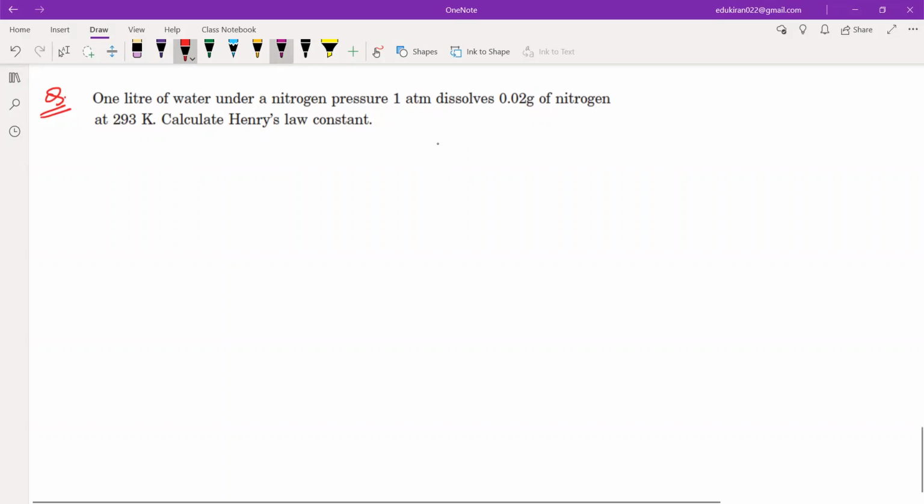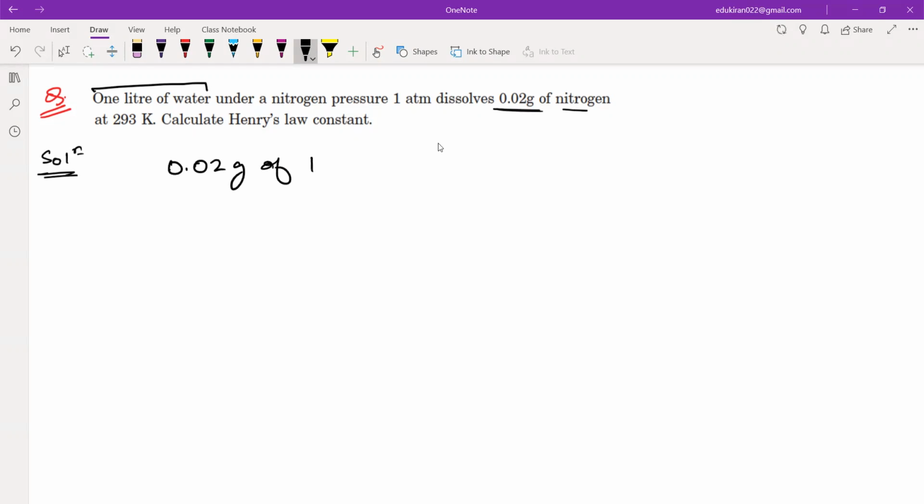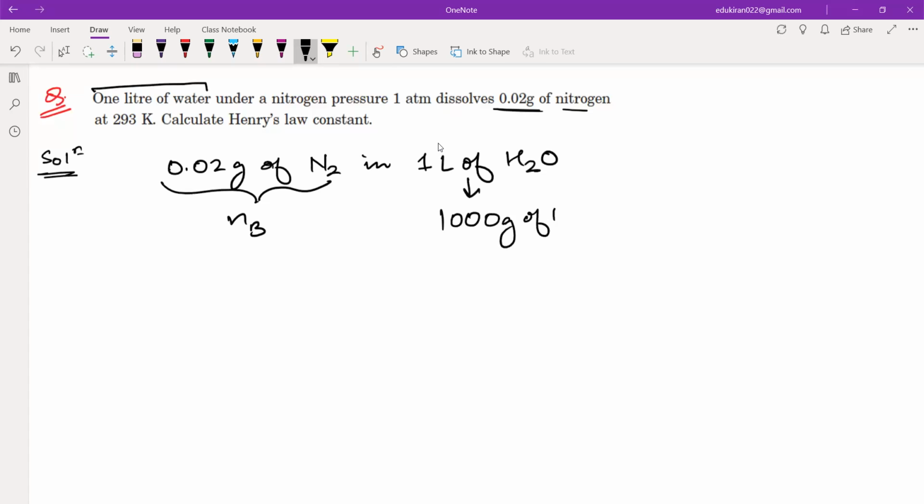Okay, so what do you need to do? First of all, write the statement that has been given. 1 liter of water under nitrogen pressure 1 atm dissolves 0.02 grams of nitrogen at 293 K. So 0.02 gram of N2 in 1 liter of H2O. From here you will calculate the number of moles of N2, and convert to 1000 grams of H2O. From here you will calculate the number of moles of A, which gives the mole fraction chi B equal to NB upon NA plus NB.